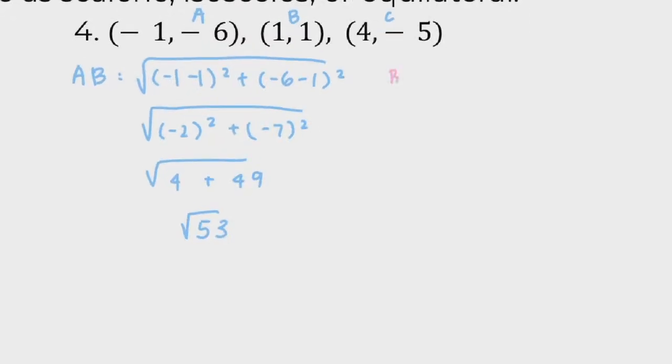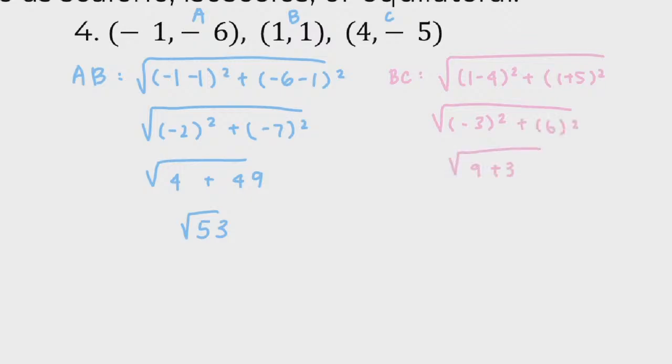Next, let's find BC. So that's going to be 1 minus 4 squared plus 1 plus 5 squared. That's -3 squared plus 6 squared, which is 9 plus 36, and that's square root of 45.